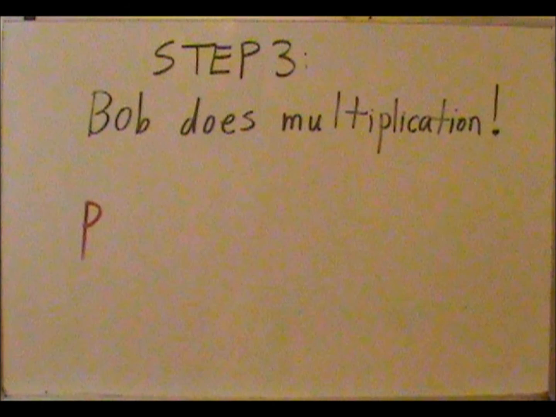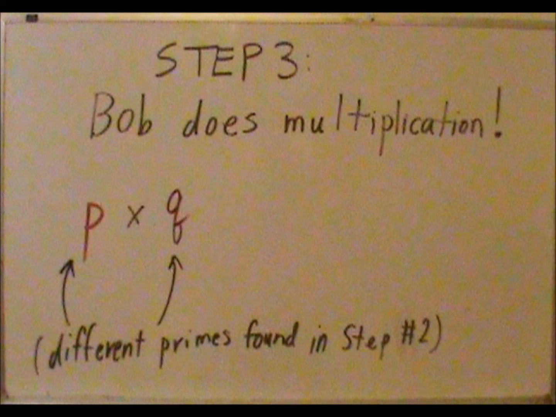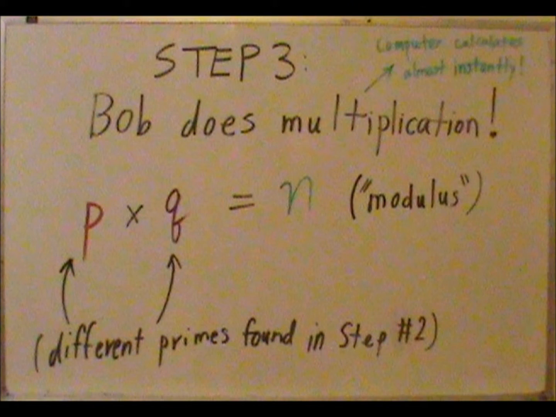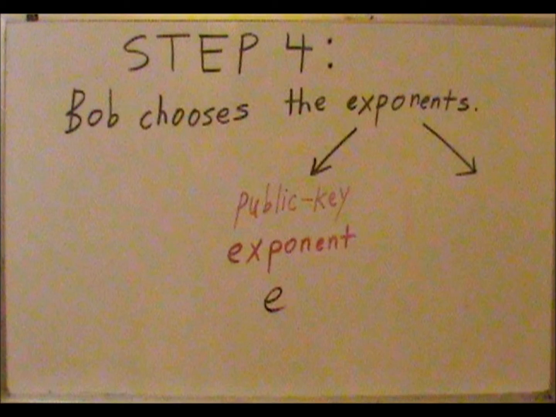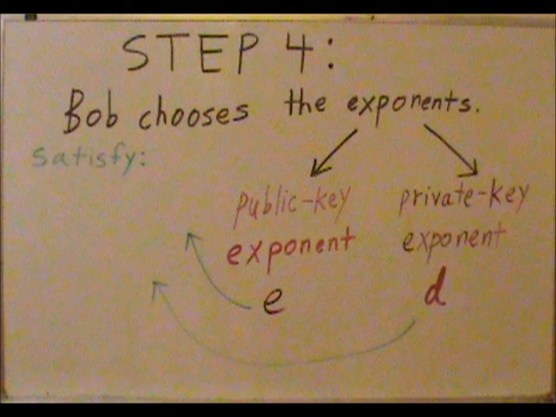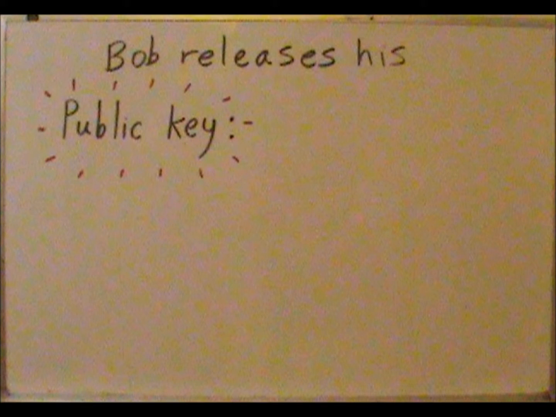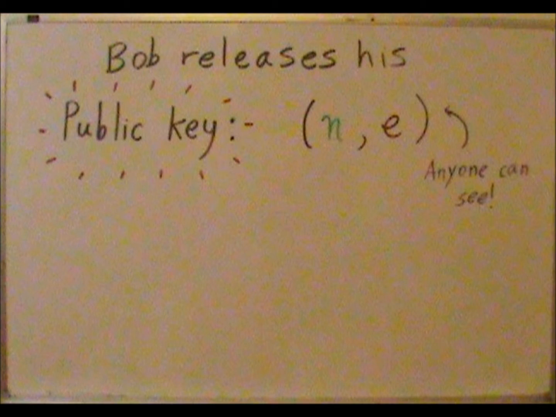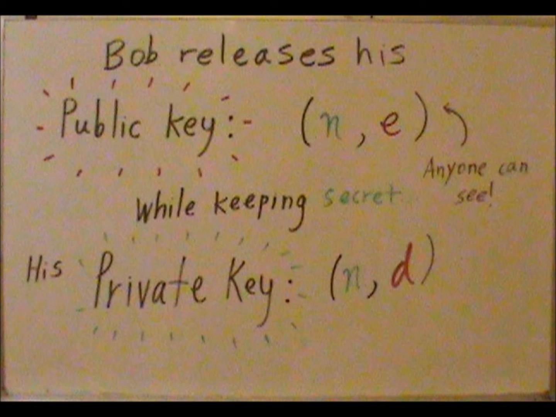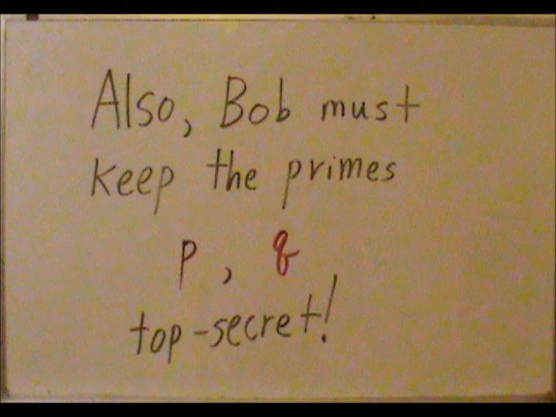The next thing Bob has to do is multiply the two primes, say p and q, that he has found. Bob will denote the product p times q as n, the modulus. Finally, Bob just needs to select integers e and d, such that the product e times d leaves a remainder of 1 when divided by the product p minus 1 times q minus 1. This number e will be the public key exponent, and d will be Bob's private key exponent. The public key will be released as the pair n, e, and Bob will keep the private key n, d secret along with the primes p and q.